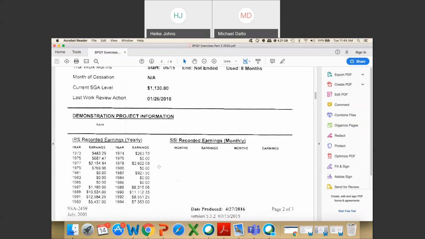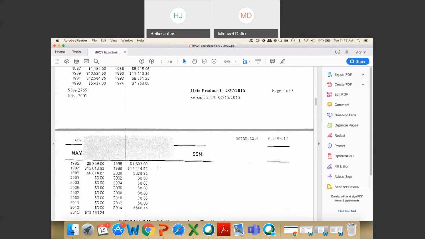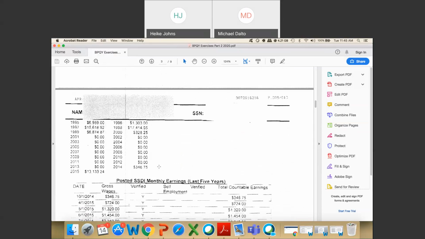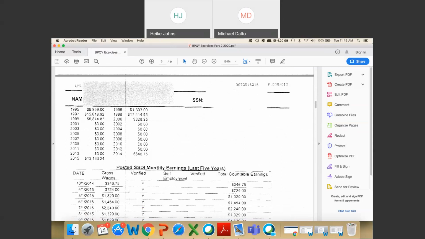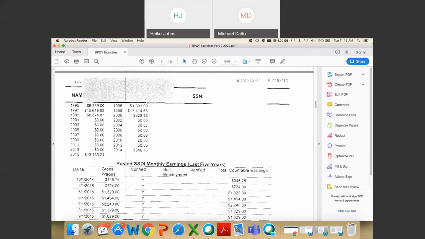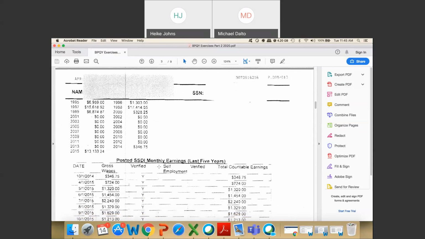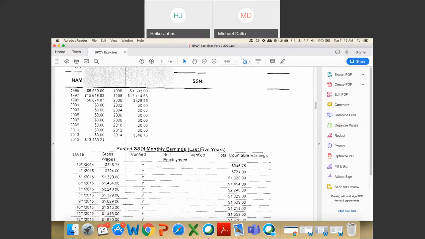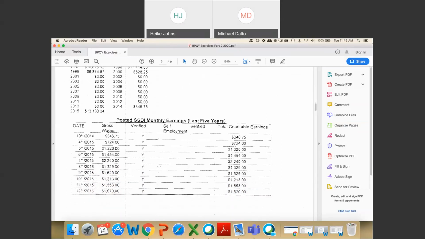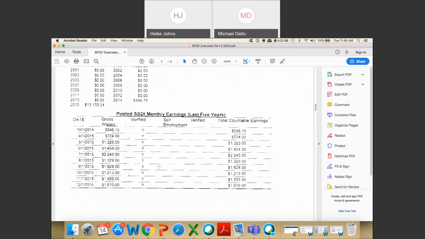Page 3 of the BPQY, posted SSDI monthly earnings for the last 5 years. It says if you see a table with dates, monthly earnings, and a Y in the verified column, it means the work listed here has been reviewed. We want to record the month and year listed on the last row that includes a Y, and that will be December 2015, which has a Y.